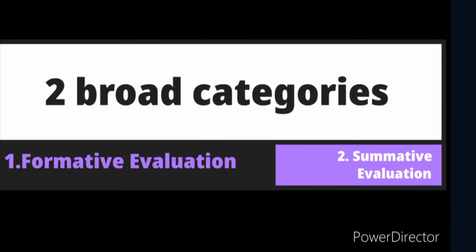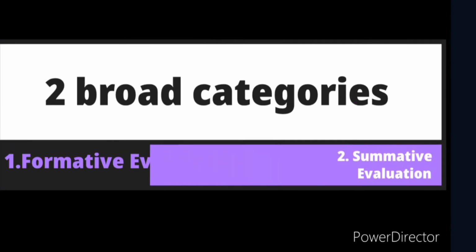Second, summative evaluation. What is summative evaluation? In the classroom setting, summative evaluation is conducted at the end of the quarter or unit to find out how far a student has learned in the quarter or unit. Summative evaluation is designed to determine the effectiveness of the program or activity based on the above.